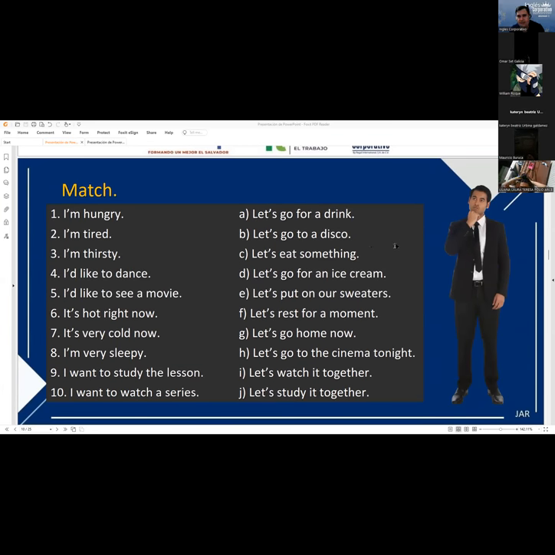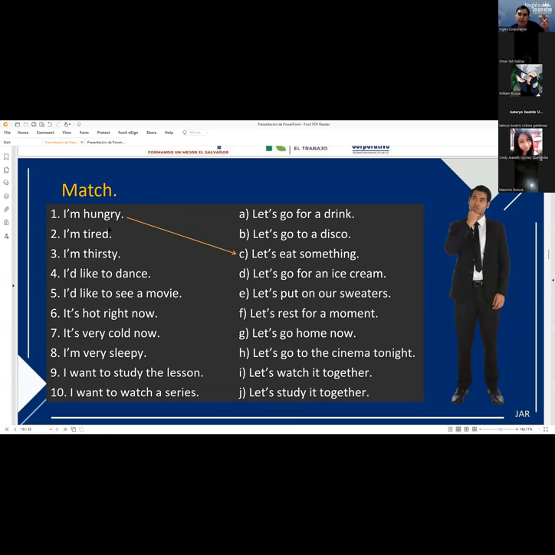This is the exercise. You need to match. Example, I'm hungry. What do we write? I'm hungry. Letter C. Letter C, right. Let's eat something. I'm hungry. Let's eat something. Okay. Let's go to the group so that you can work with your partners and you finish this.